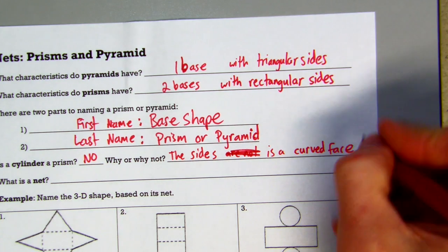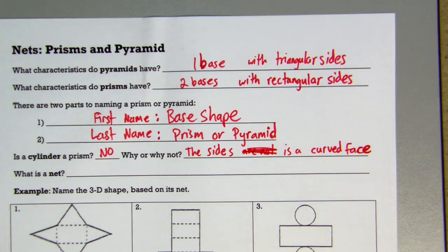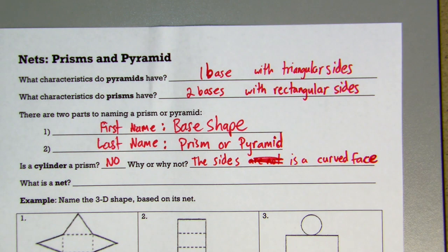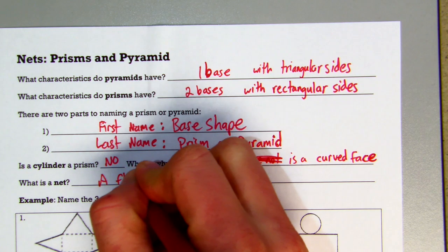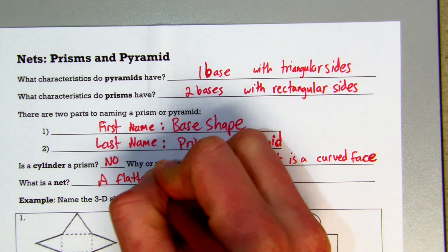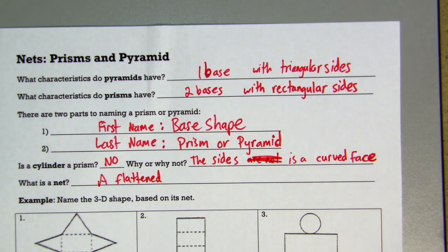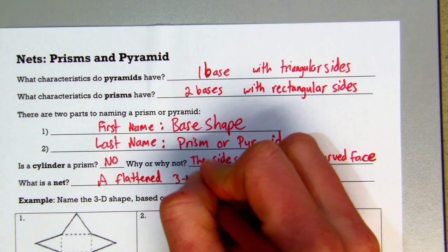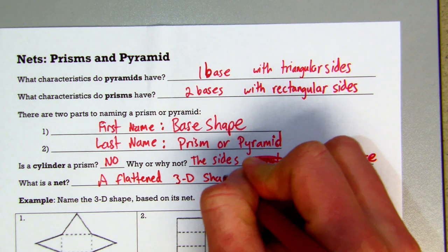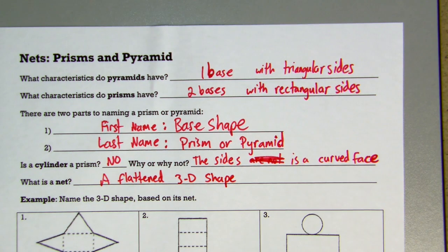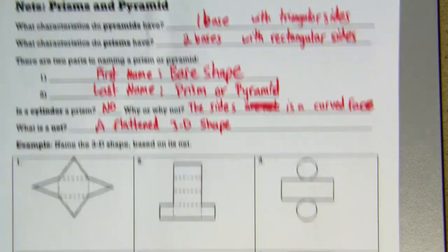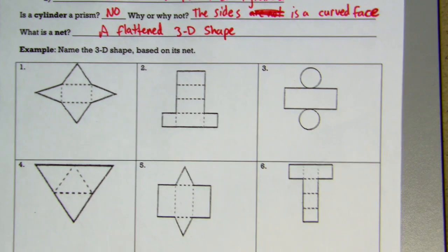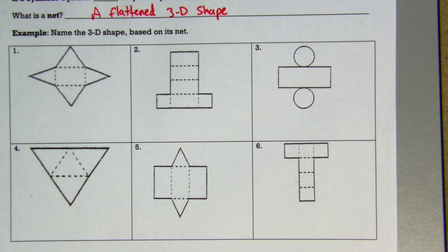All right. So what is a net? Because we're talking about prisms and pyramids and nets, and a net is actually a flattened 3D shape. So you're taking a shape, cutting it apart, and flattening it out. So we're flattening a three-dimensional shape. Here are some examples of nets. We have 1, 2, 3, 4, 5, and 6.